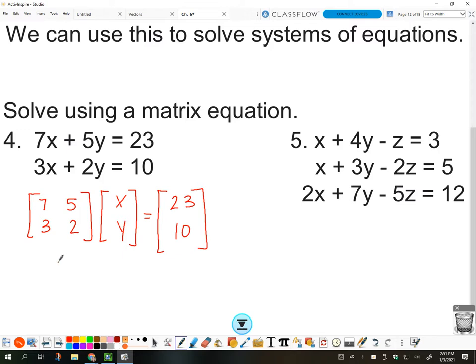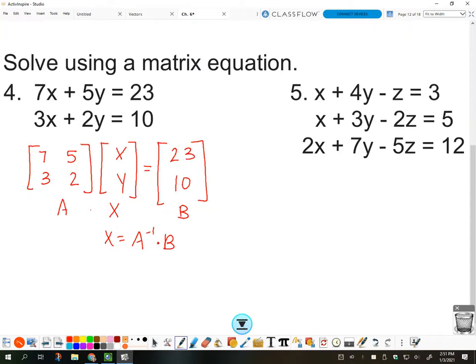All right, so coefficient matrix, variable matrix equals a constant matrix. To show work for this, we're going to say this is A, and this is B, and this is our variable X. So to get X, we're going to do the inverse of A times B. So we know that this is equal to whatever comes out of our calculator, which will give us an x and a y. All right, so let's look at the calculator.